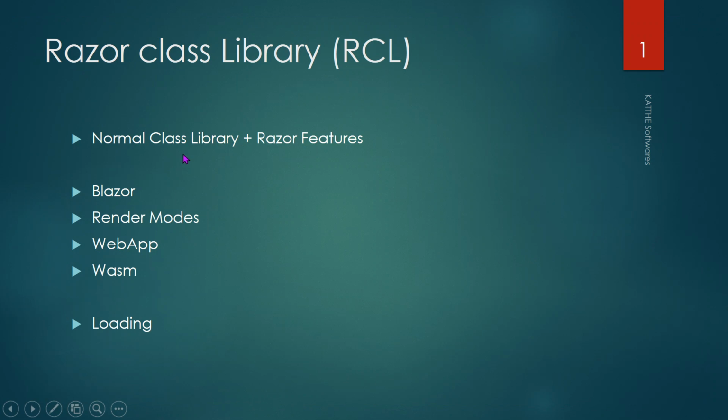This is also just a normal class library plus Razor features. That's it. Don't think of anything more complicated. Once you start practicing, you'll understand it in depth. So the purpose of this one is reusing the features, as we do in the normal class library. Whatever functionalities we do, we can do all those things. But specifically for the sake of Razor features, we have this Razor class library.